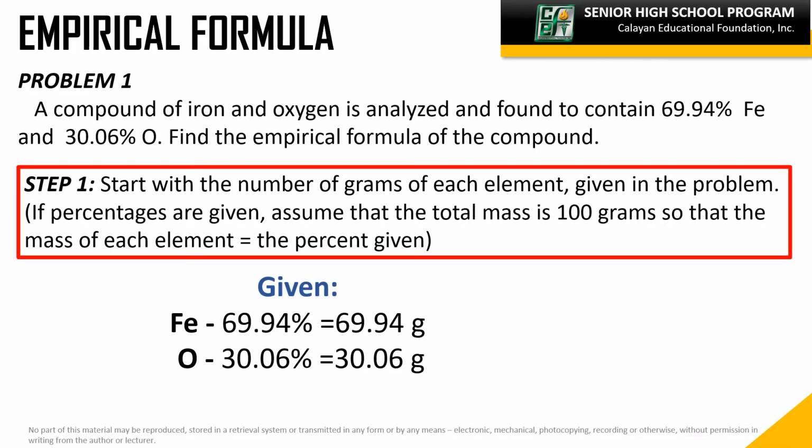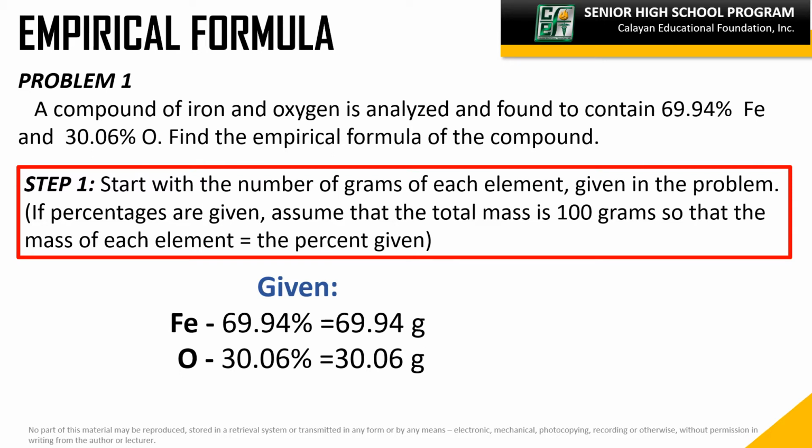For example, we have this problem. A compound of iron and oxygen is analyzed and found to contain 69.94% of iron and 30.06% of oxygen. We have to find the empirical formula of this compound. So to get this, we have to follow 4 steps, starting with step 1.